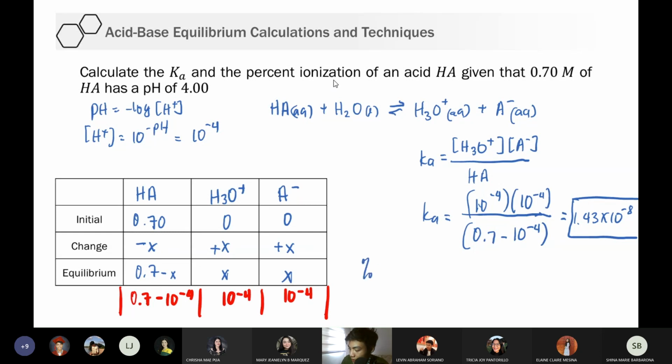How about the percent ionization? So again, percent ionization, percent I na lang. That's the concentration of H plus at equilibrium divided by the concentration of your acid times 100%. That will be 10 raised to negative 4 divided by initial concentration ng acid, 0.7 times 100. So the percent ionization is masyadong maliit lang. So that's 0.014%.